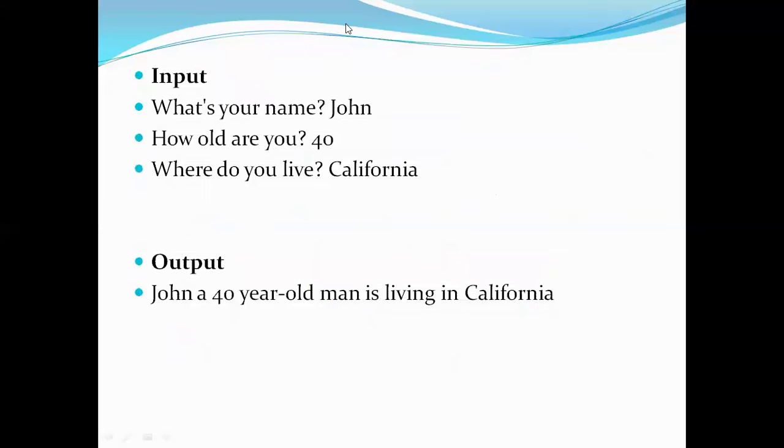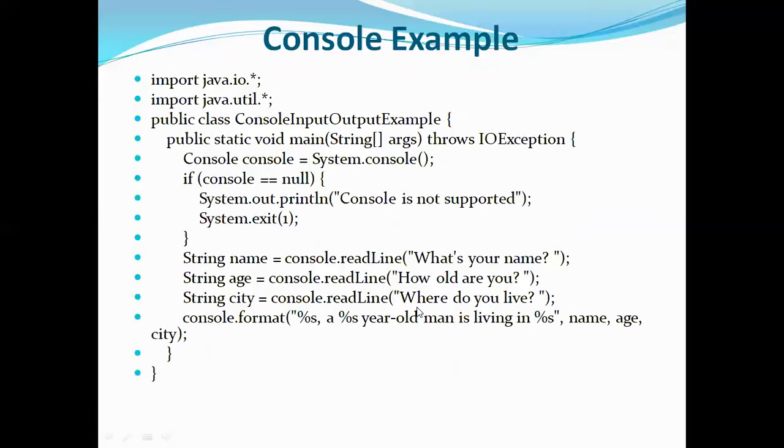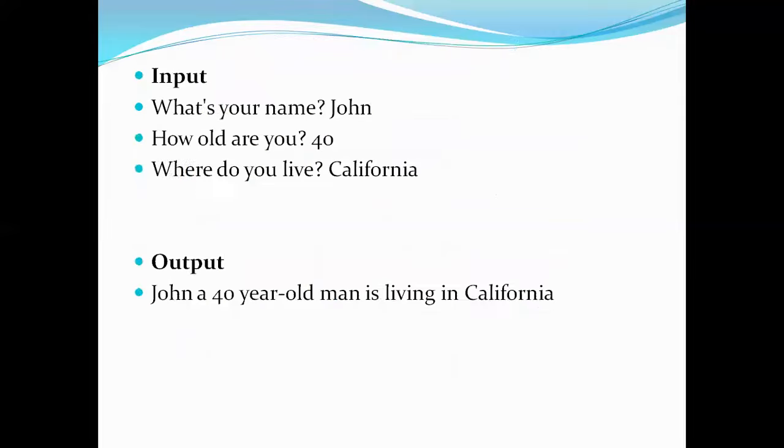So this is what I have entered. For "What's your name?", immediately I've entered John. For "How old are you?", 40. For "Where do you live?", California. So John, a 40-year-old man, is living in California. This is how you format the strings in this Console class. So this is about the Console class.